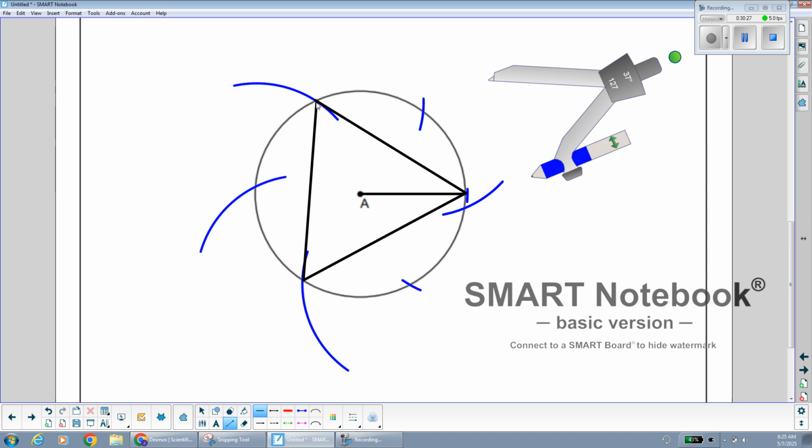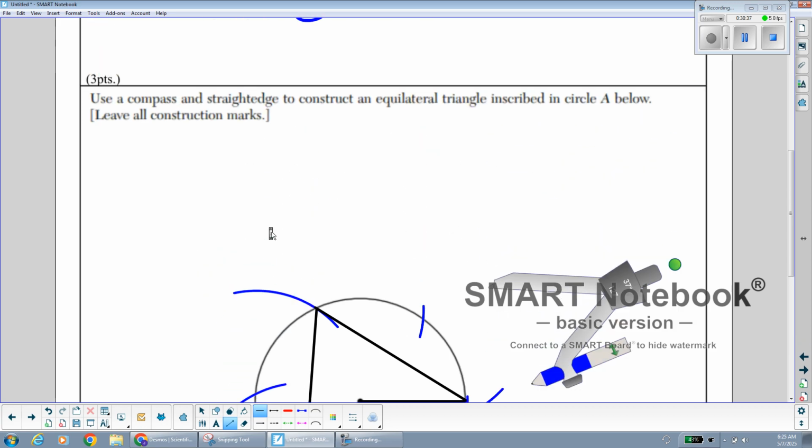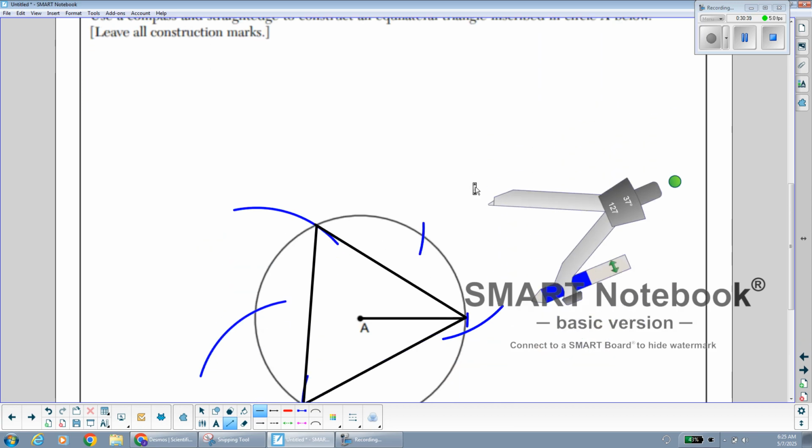Inscribed does mean that each of the vertex points do have to touch the circle. So if you need an equilateral triangle where the vertex points do not touch the circle, then it didn't give you the credit for this question because it does say inscribed in a circle.